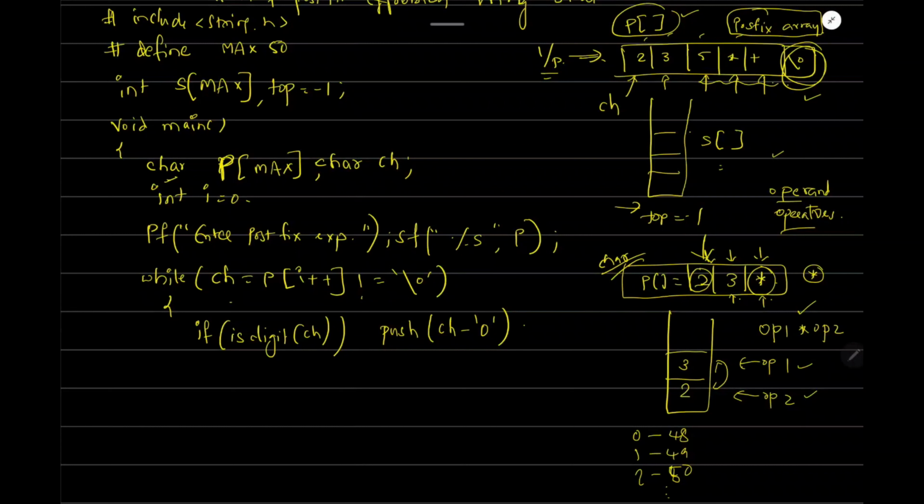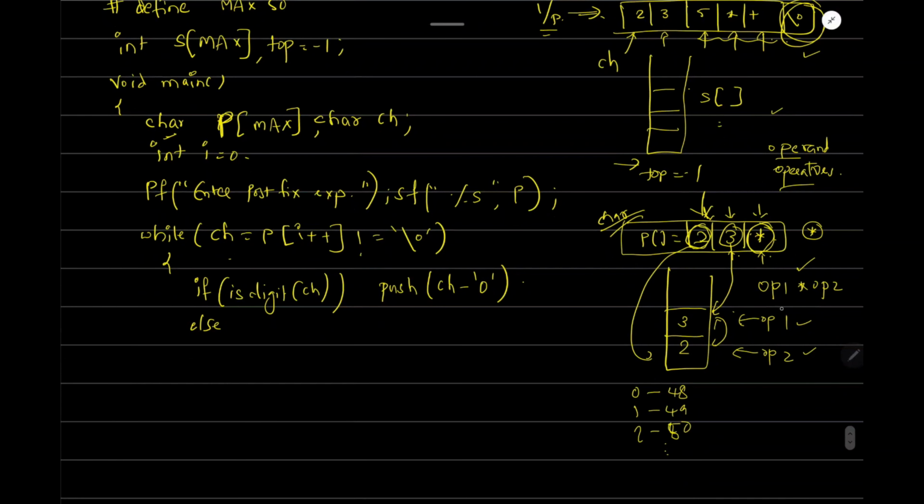So if it is a digit, I will be pushing it into the stack. In the next step also, whenever ch is incremented, I will be doing the same thing. So here 3 will be pushed to the stack. Now we are reaching an operator. If it is not a digit, if it is an operator, then what will we be doing? In the else situation, we'll be taking the operands which we have in the stack and applying the operator which we have reached in the postfix array.